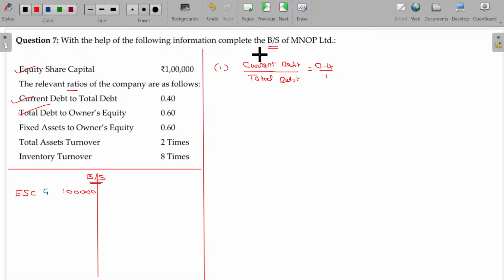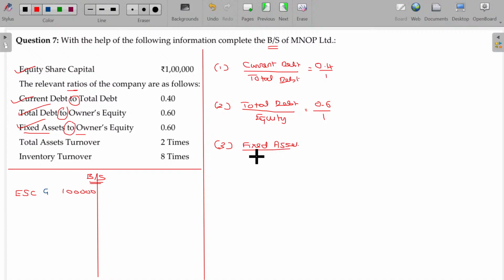Total debt to owner's equity. Total debt to owner's equity is simply 0.60 divided by 1. Fixed assets to owner's equity. As two terms are connected with the connecting word to, the first will be the numerator, the second will be the denominator. That's how you can easily guess. Fixed assets divided by owner's equity are simply 0.6 by 1.